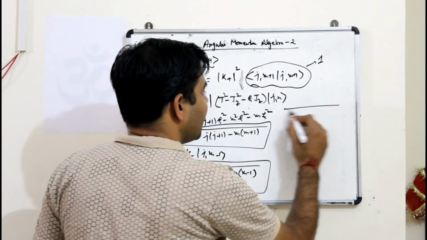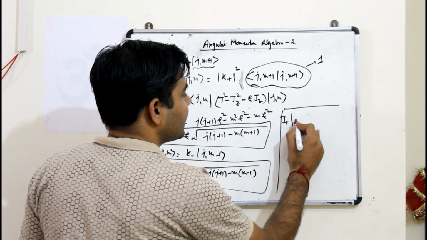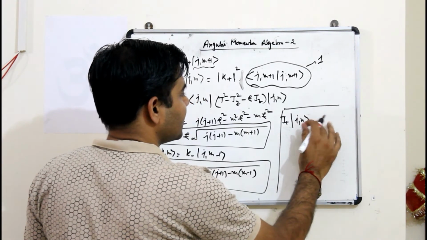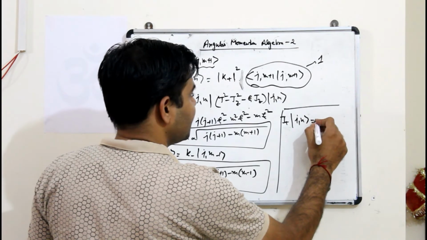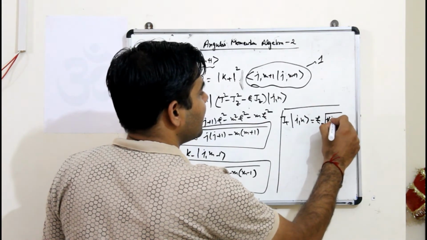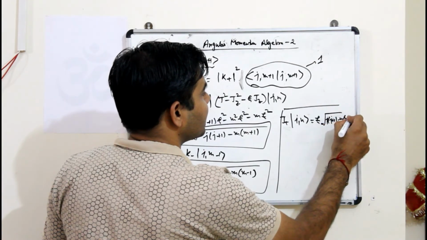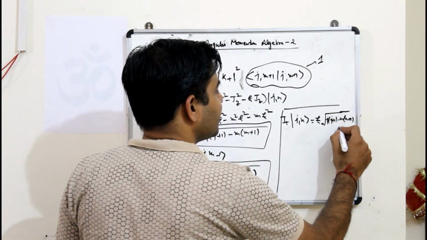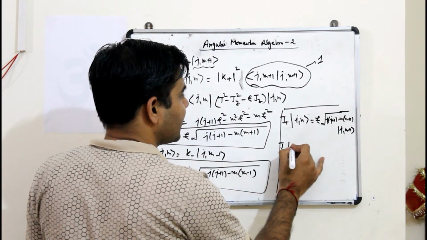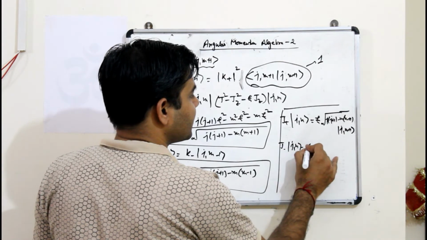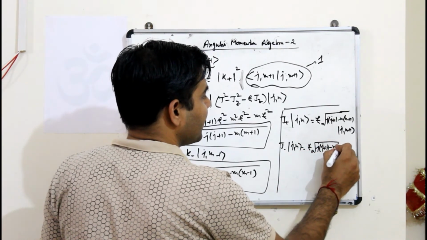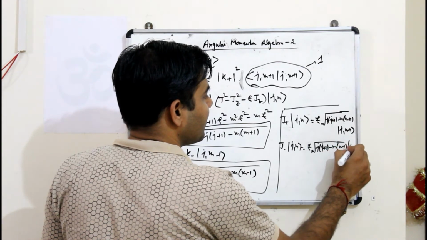So let me summarize that. The action of j plus acting on jm is nothing but h cross under the root j into j plus 1 minus m into m plus 1, and state j comma m plus 1. Similarly, the action of j minus acting on j comma m is h cross under the root j into j plus 1 minus m into m minus 1, state j comma m minus 1.